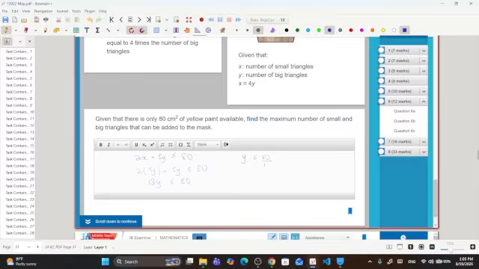Now, the maximum number of small and big triangles is going to be, if we divide 80 over 13, we would get an answer of 6.2 somewhere around. But there cannot be 6.2 triangles, right? So the total answer is going to be 6. 6 is going to be the combined maximum number of big and small triangles. 6 big and small triangles.